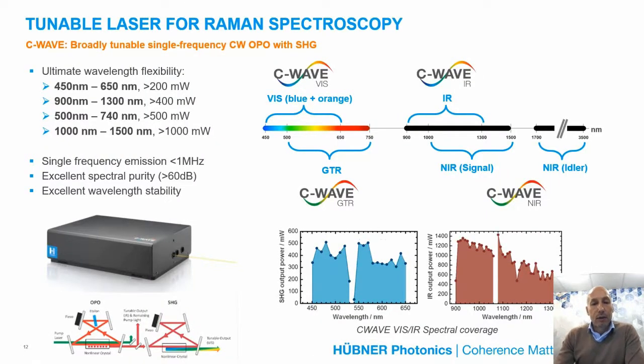If it's still difficult to find the absolutely right wavelength, there is another option, and that is to work with a broadly tunable laser source, such as a C-Wave, which is also produced by HÜBNER Photonics. This is a broadly tunable single frequency CW optical parametric oscillator with built-in frequency doubling.